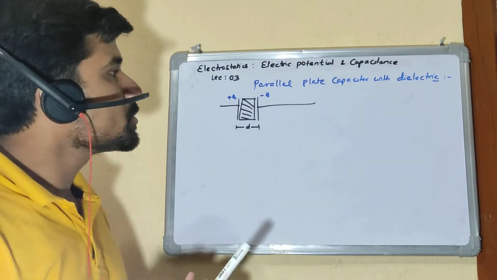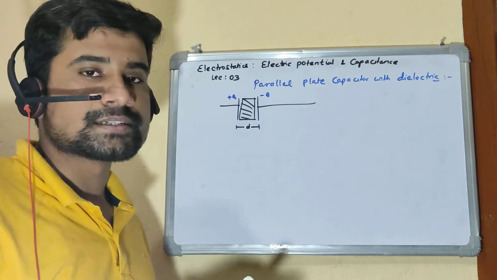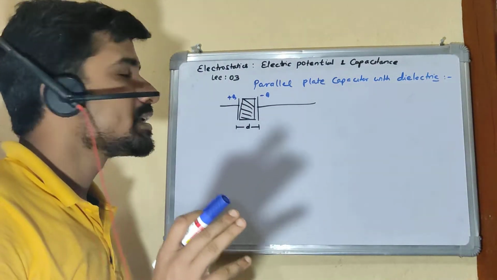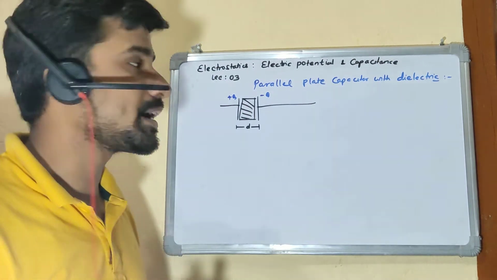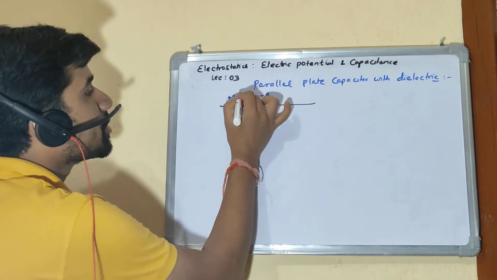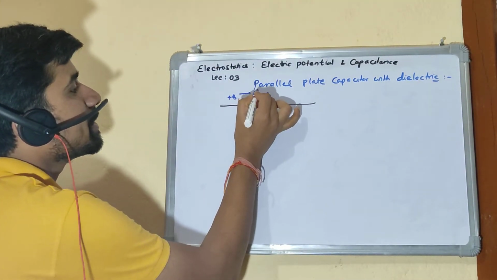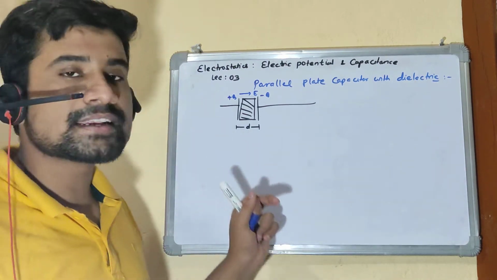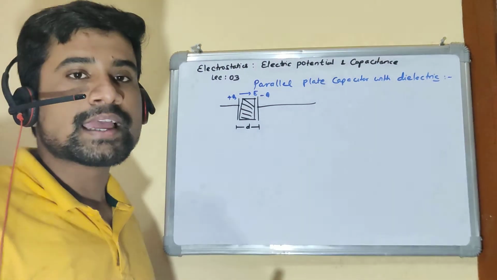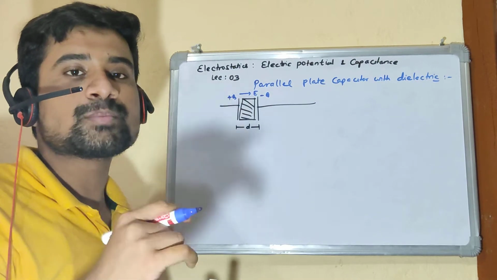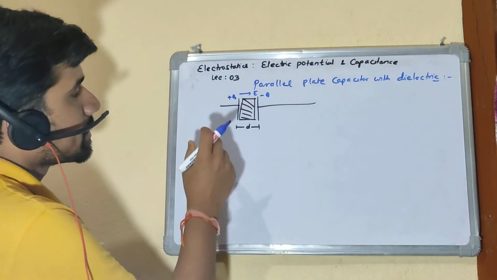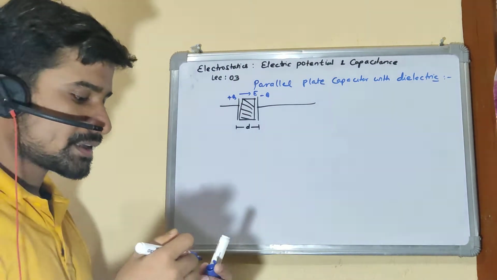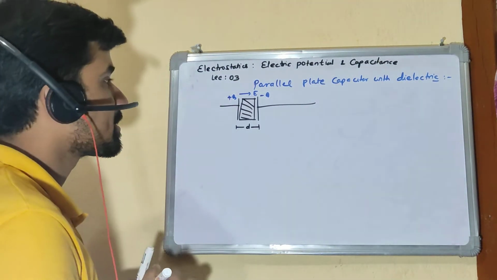Now, since we have a dielectric in between the capacitor plates, the dielectric will be subjected to the electric field which is present in between the capacitor plates. You know, there is an electric field in between capacitor plates indicated by E. So this dielectric will be subjected to that electric field, and hence the dielectric will polarize. And if it polarizes, there will be a development of charge in dielectrics as well.